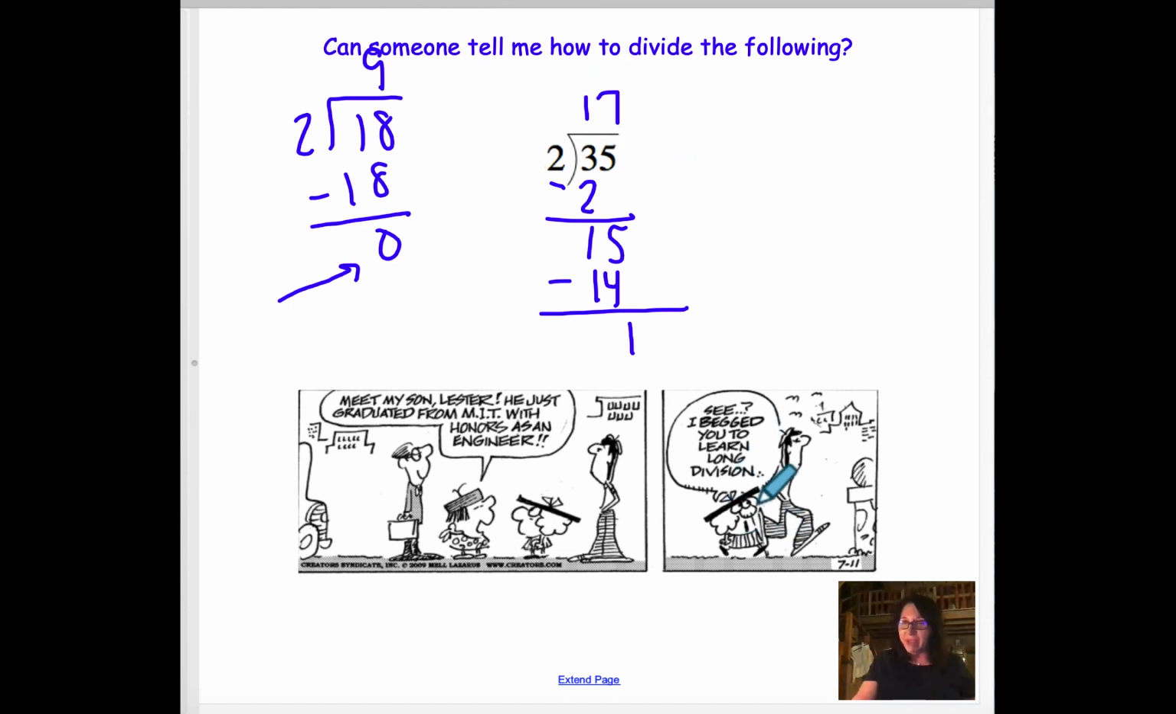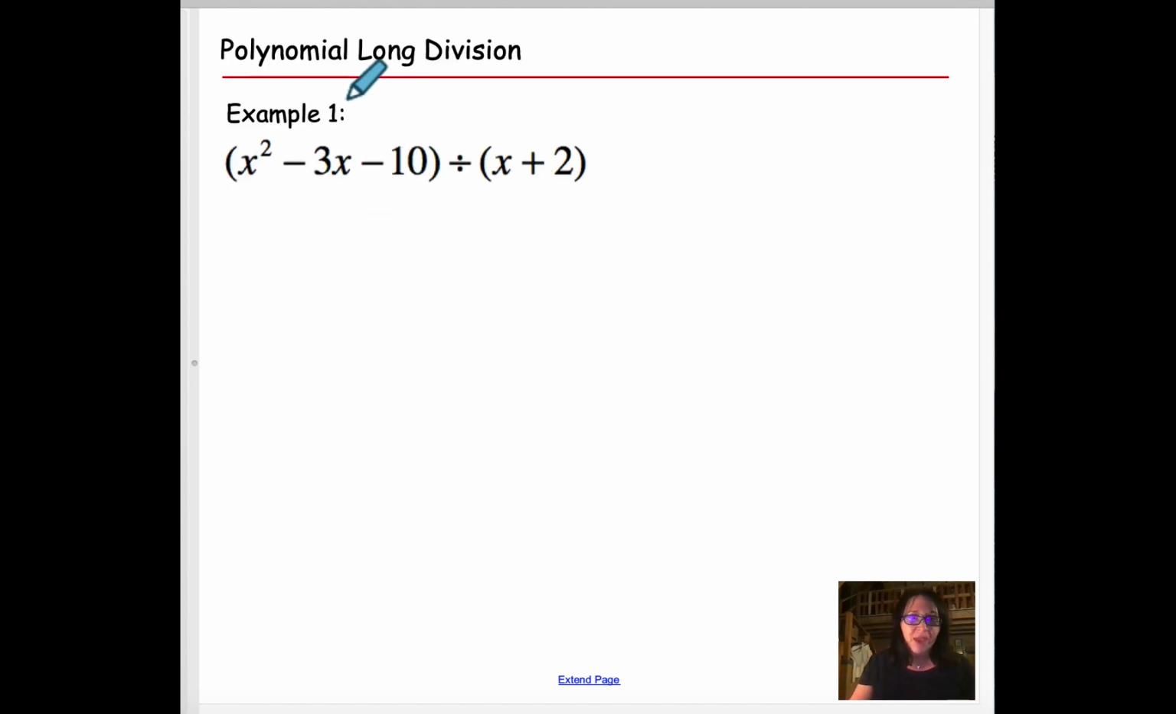So that's what that means. That's what the remainder theorem actually says. Okay, and we're going to get to that in a minute. We're going to divide these by long division. It's going to be a little bit trickier.